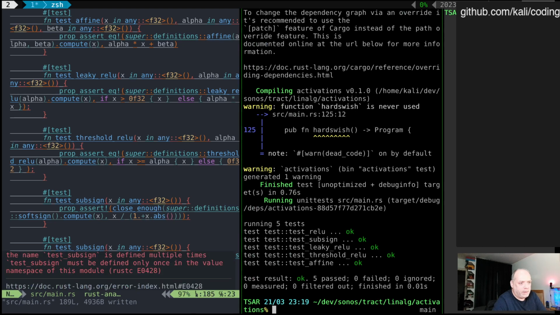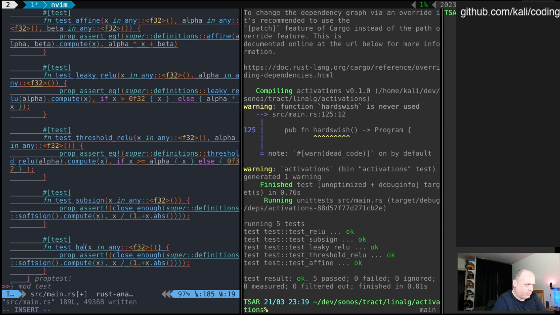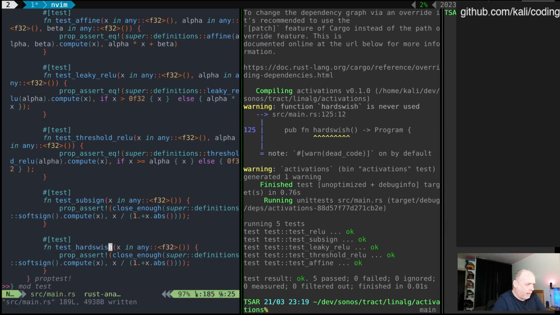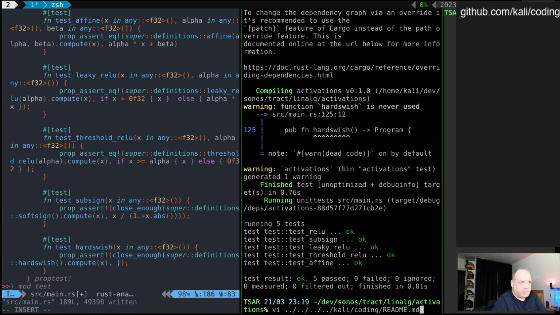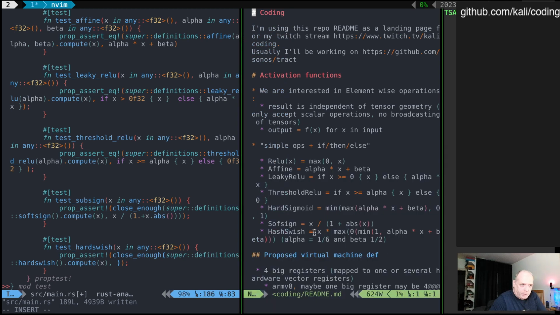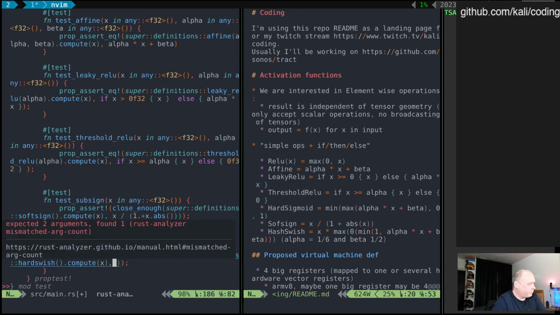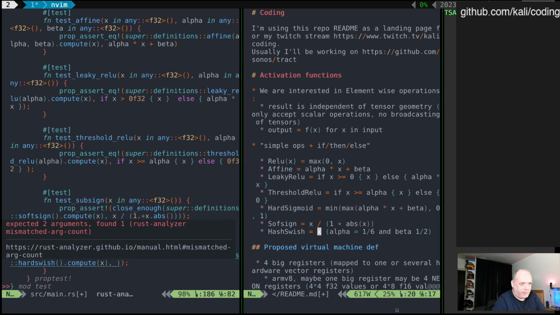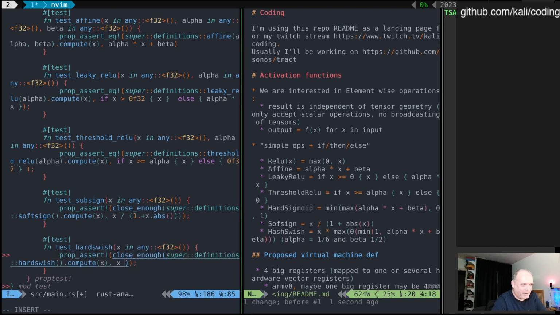So the last function I need was hard swish, and it doesn't have parameters. I'm going for hard swish, compute x, and the expression is of hard swish. It's a bit complicated, but right there. Yep, not working. I have the weirdest problem with copy and paste. I have no two computers where it's consistent.